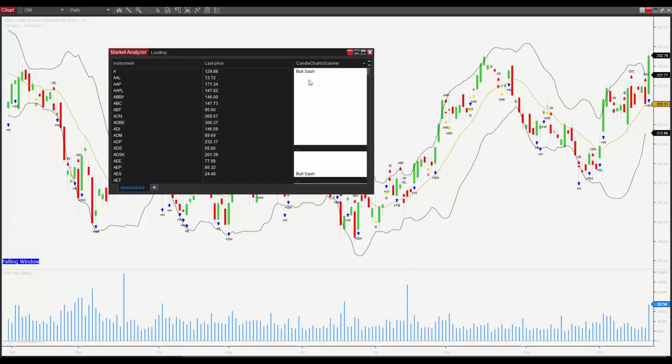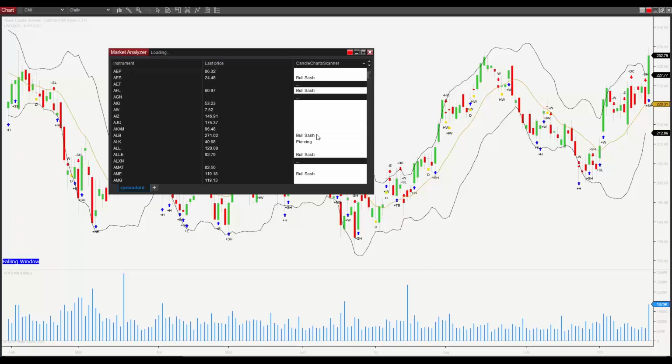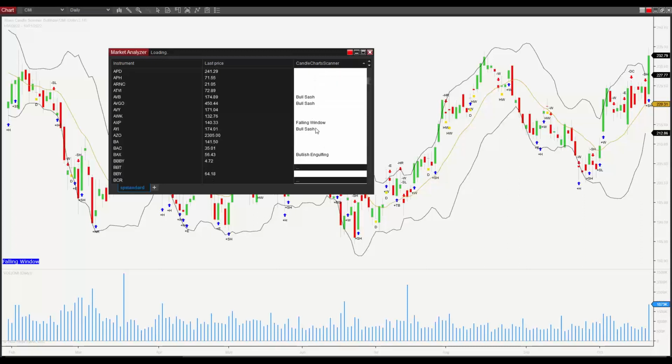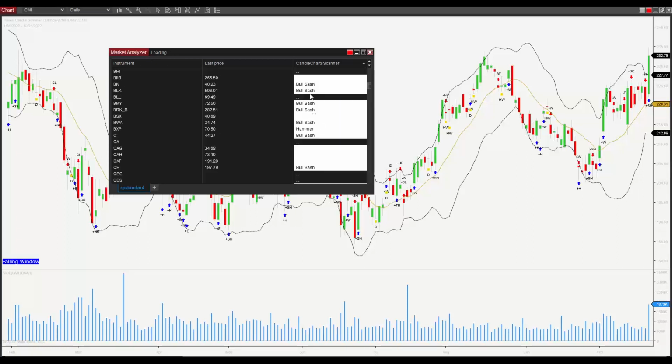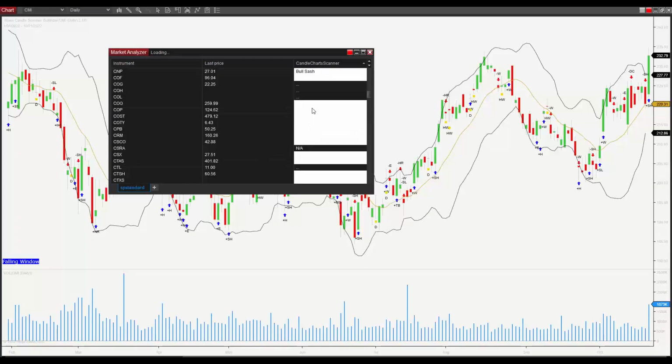So as a candle pattern is forming or formed during the day yesterday, I was getting these alerts telling me, hey, here's a piercing pattern, here's a bull sash, here's a falling window, here's a whatever. And that will change in real time. So if something starts out as a falling window at the beginning of the day, and 20 minutes later, it's no longer a falling window on that daily chart, it would not say falling window. Okay? It will stay a falling window as long as it is actually a falling window.